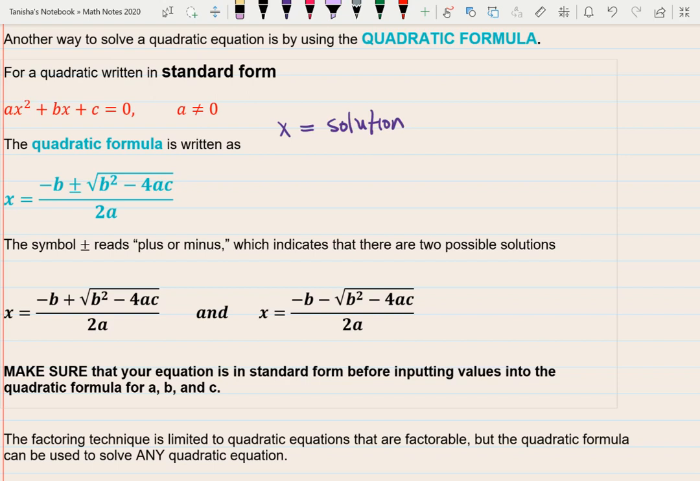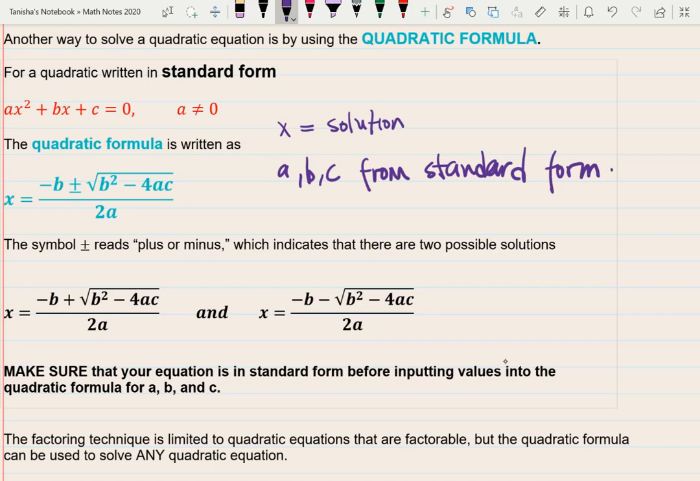The a, b, and c are the a, b, and c values from the standard form of the quadratic. So when we're using our quadratic formula, we need to make sure that our equation is written in standard form. Okay, so your a, b, and c are from the standard form. And when we substitute those values into this formula, we calculate the solution or solutions to our quadratic equation.